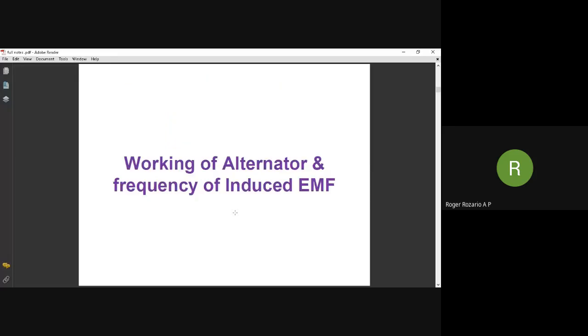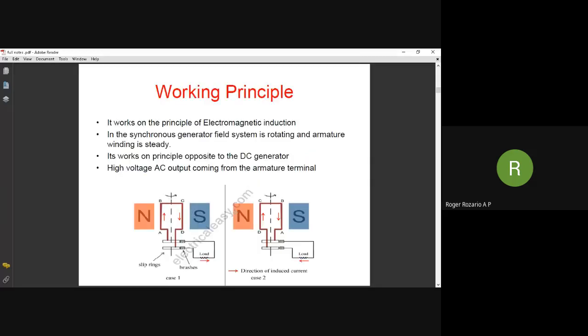And coming to the working principle of alternator and frequency of induced EMF. So what is the working principle of alternator? How does an alternator work? This also we have discussed in detail with the help of 4 positions. At the first position, the EMF induced was 0. At the second position, at 90 degrees, the EMF induced was maximum. At the third position, again 0. At the fourth position, it was maximum. At the fifth position, it is again 0. Do you remember this diagram?